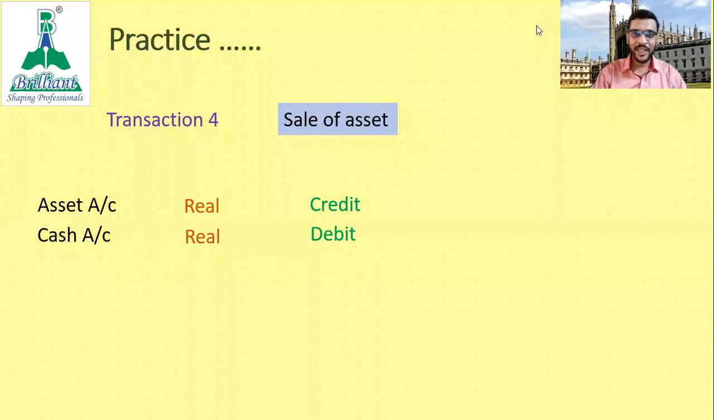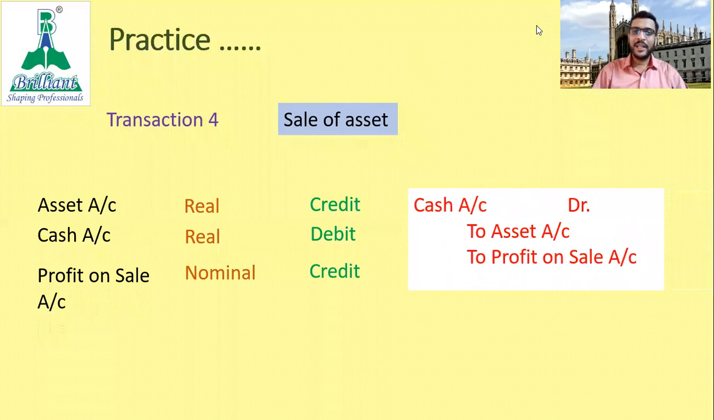Whenever we are selling an asset, we will either gain or lose. So I am assuming there is a profit. So we will use the profit on sale account. Profit on sale account is a nominal account. Okay. Nominal account rules: debit expenses and losses, credit incomes and gains, and profit is a gain. So the profit account should be credited. So the journal entry is like this: cash account debit to asset account and to profit on sale account. Just check this journal entry carefully because 3 accounts are involved now. Is there more?